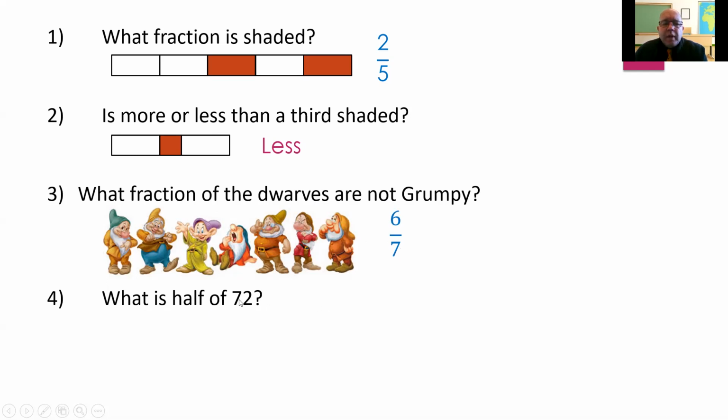And finally, what is half of 72? That's the same as saying 72 over 2 or 72 divided by 2. Let's split this number into two nicer numbers, just like we were doing last week with the division. If we split it into 40 and 32, half of 40 is 20, half of 32 is 16. So altogether, 36.